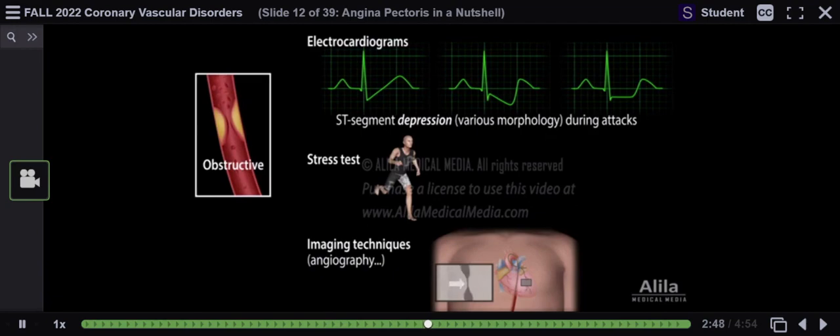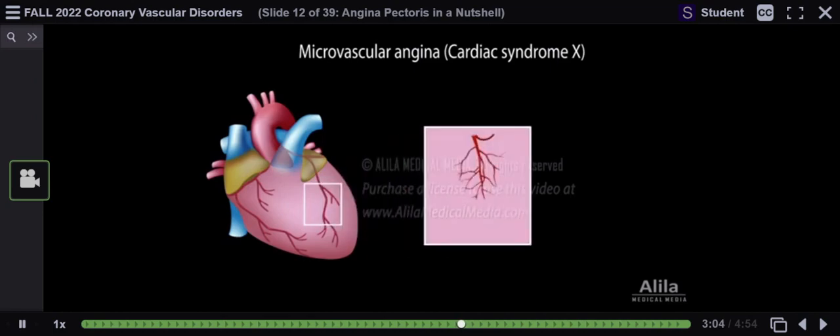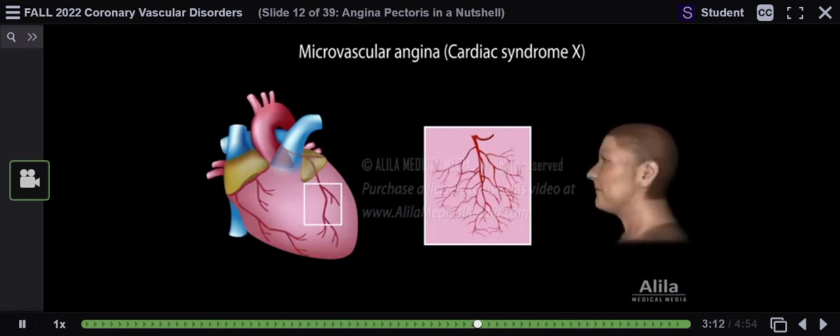It appears, however, that a significant number of patients with stable angina symptoms have more or less normal coronary arteries on angiograms. These cases are now recognized as microvascular angina, where the problem lies not in the large coronary arteries but in their tiny branches, and is therefore undetectable by angiography. Microvascular angina is much more common in women than in men.